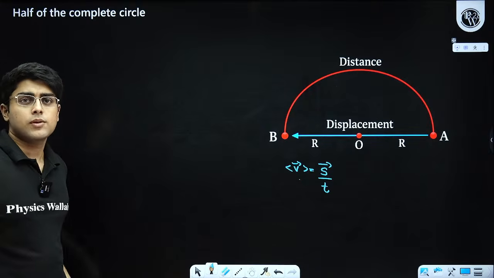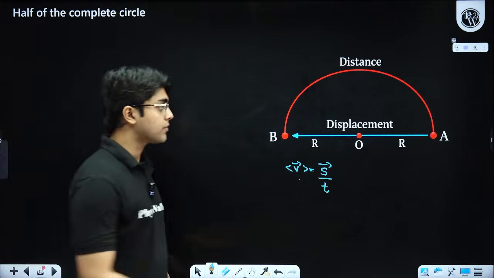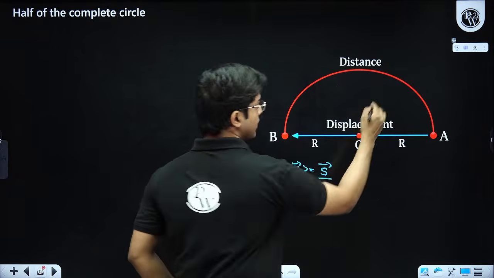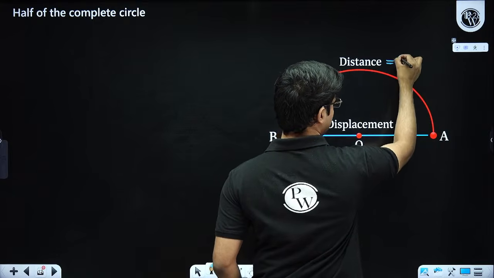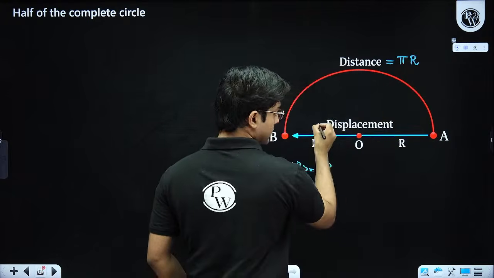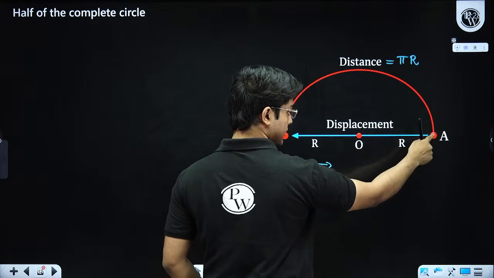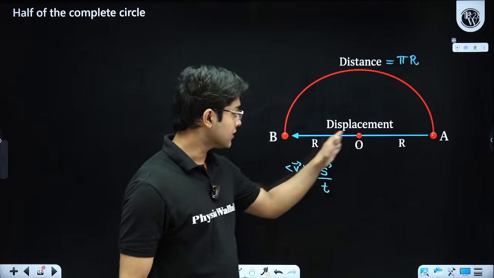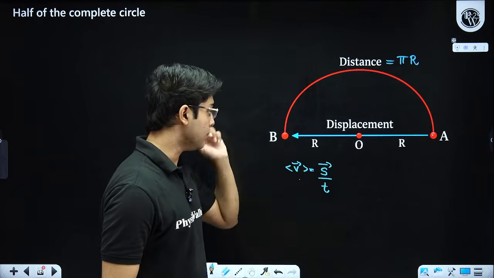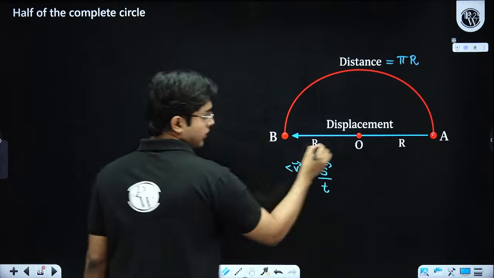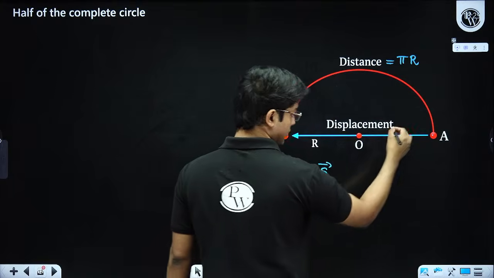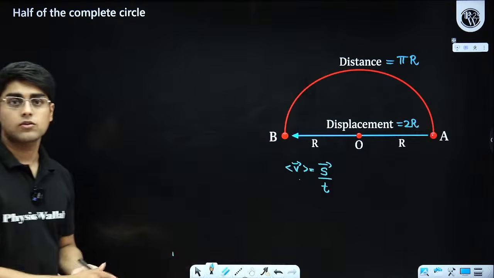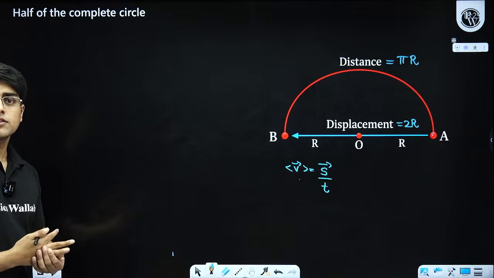Okay, displacement is 2r, distance is pi r. Yes. So here distance is half the circumference, right, of the full circle. So that will be pi r. And displacement is going to be once again line connecting A to B, right? So this is simply the diameter of the circle, right? This line AB is the diameter of the circle. So the displacement will be r plus r, which is 2r. Its magnitude will be 2r. Okay, so that is correct.